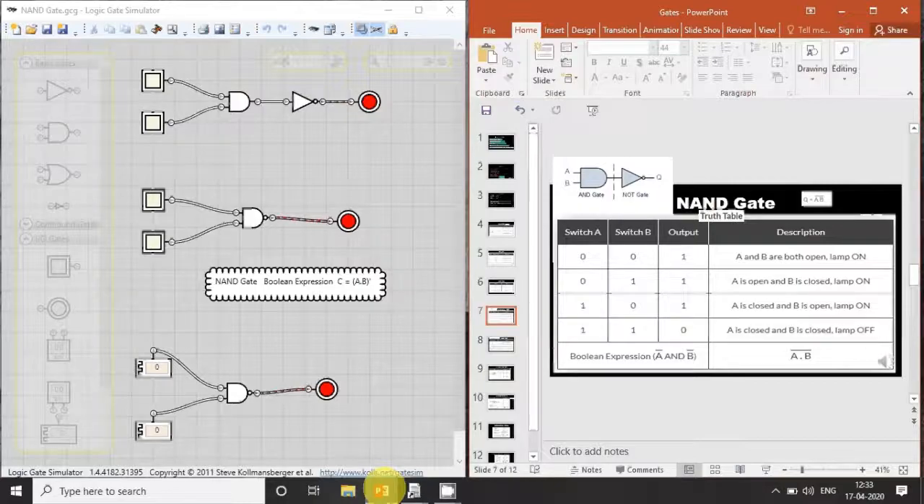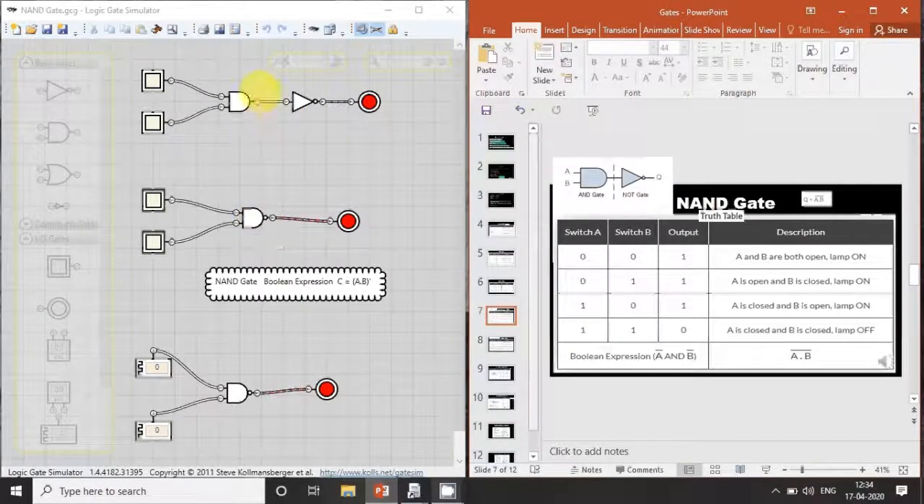First, we're going to discuss the NAND gate. As we all know, the word NAND comes from AND gate and NOT gate, meaning it is a combination of AND gate and NOT gate. To verify this statement, I implemented this gate on a logic gate simulator. Here is the AND gate and here is the NOT gate. The combination of these two gates formed the NAND gate, and this is the NAND gate.